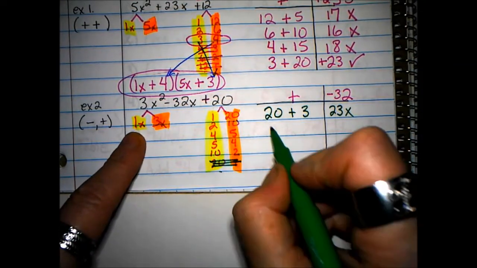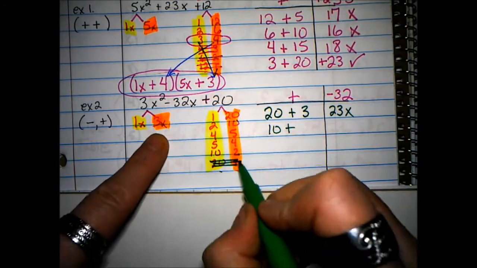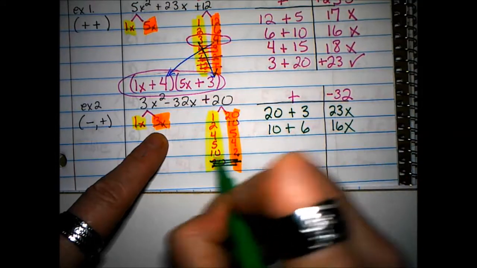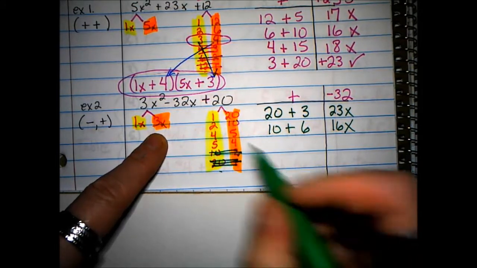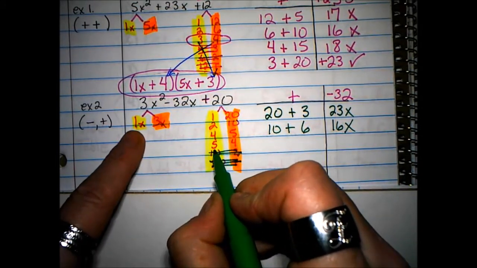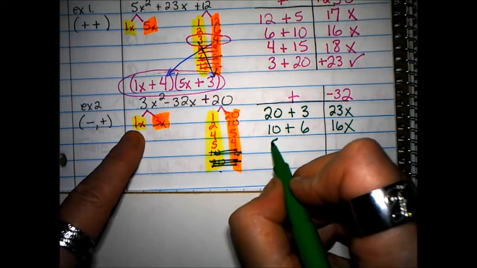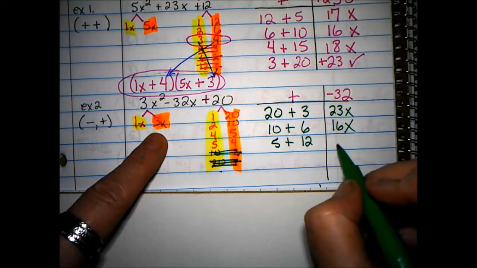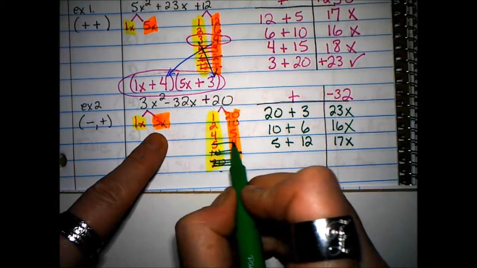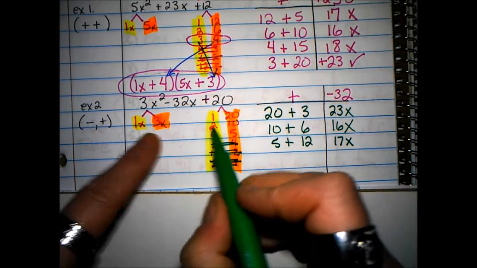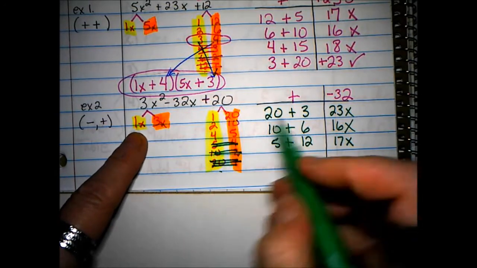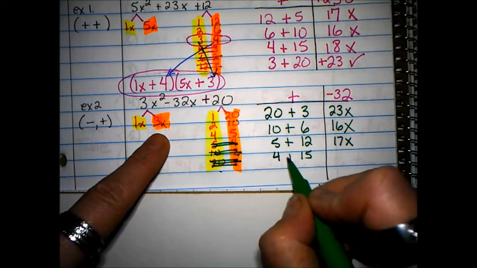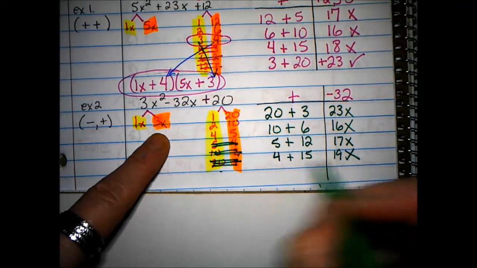1 times 10 is 10, plus 3 times 2 is 6. That's 16. Nope, that's not it. I'm going to go to the next one. 1 times 5 is 5. 3 times 4 is 12. That gives me 17. That's not it. The next one. 1 times 4 is 4. 3 times 5 is 15. That gives me 19. That's not it.